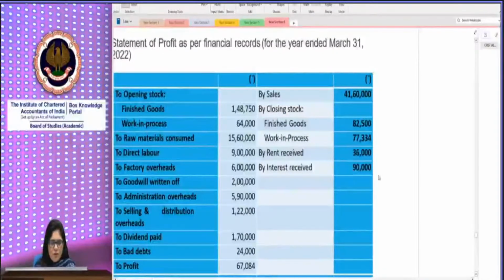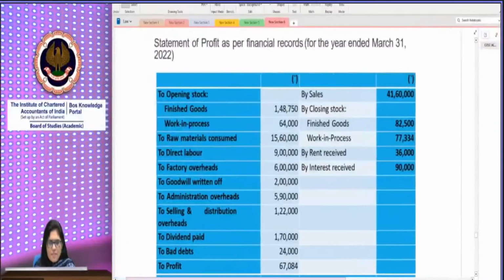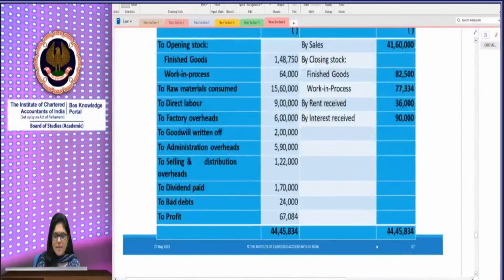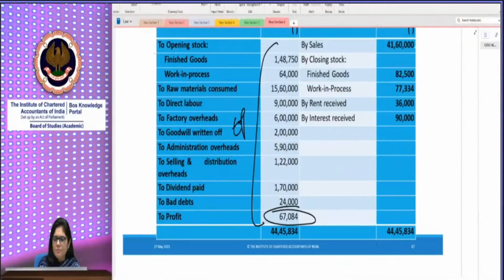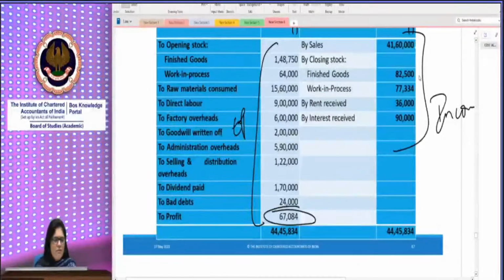So this is the profit or loss account, exactly the same. This is the profit, 67,084. See, all the expenses are debited, all the incomes are credited. Just make a normal profit or loss account. We need to have this profit basically. 67,084 is the profit as per financial records. Take note of this financial profit, 67,084 is the financial profit.